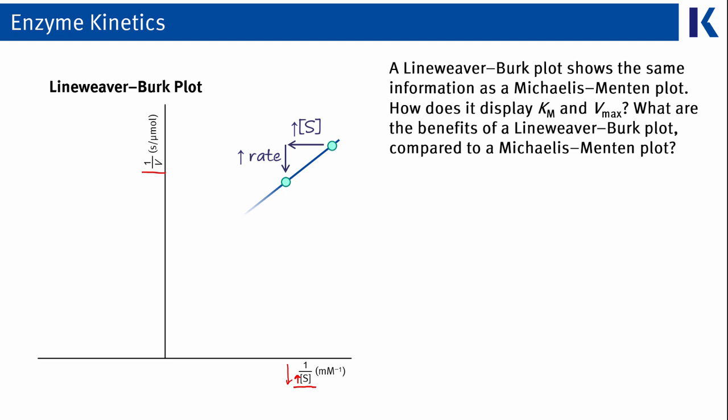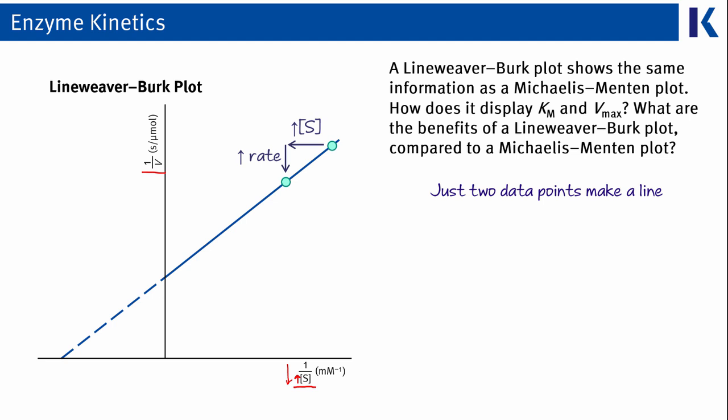Lineweaver-Burke plots form a straight line. This is one of the big advantages of a Lineweaver-Burke plot over that weird asymptotic kind of plot shown on a Michaelis-Menten diagram. But this has real-world practical implications as well, because it only takes 2 data points to make a line. So as a researcher in a lab, you can literally measure 2 different reaction rates corresponding to 2 different substrate concentrations, and voila, you've got your Lineweaver-Burke.